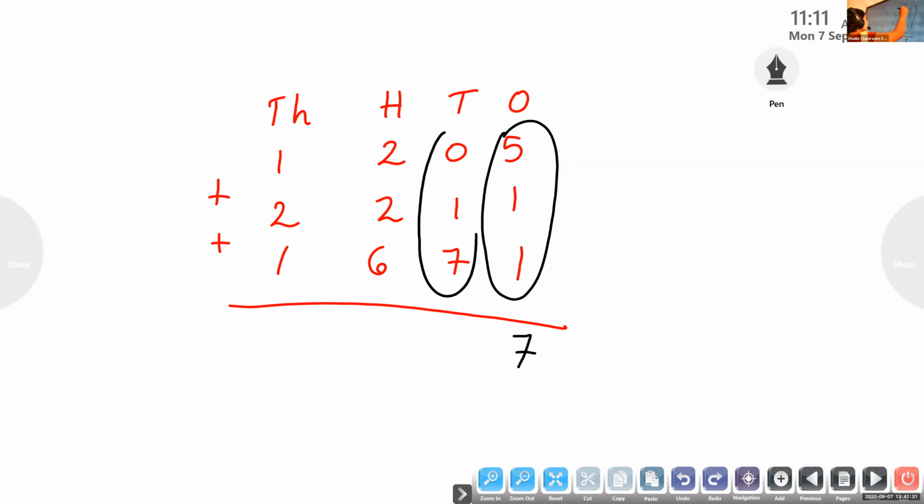Now, tens place. 0 plus 1? 1. 1 plus 7? When we add 1 with a number, you will get the next number after that number. So 1 plus 7? 1, 2, 3. Krishna?